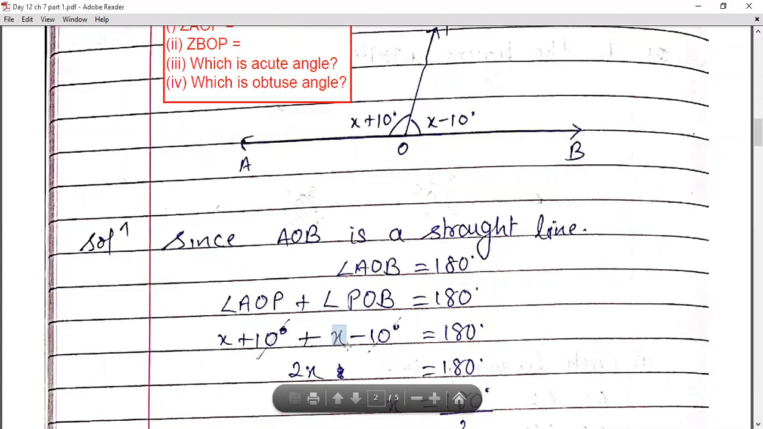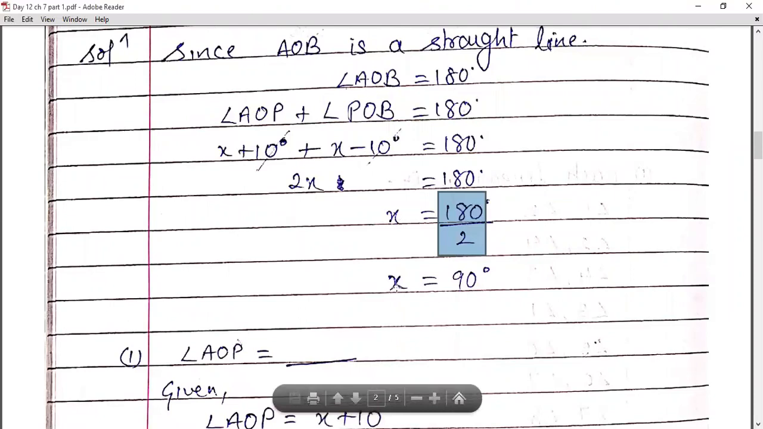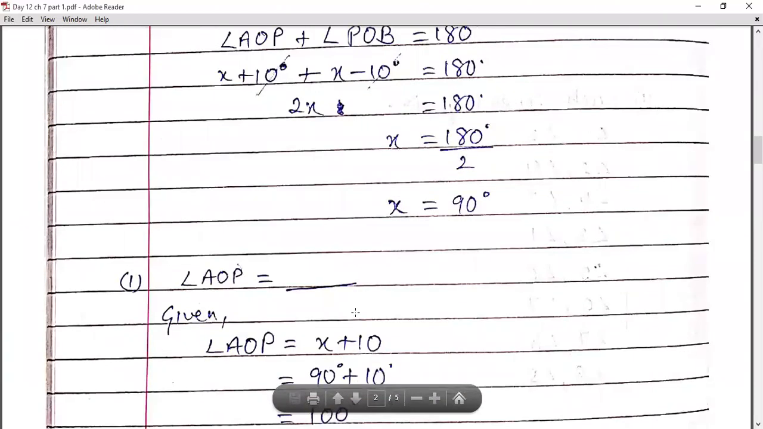x plus x, this will give you 2x. Plus 10 and minus 10 will get cancelled. Transferring 2 to the other side, since 2 is in multiplication, it will go to the denominator on the other side. x will be equal to 180 divided by 2. On simplifying it, you'll get x is equal to 90 degrees.